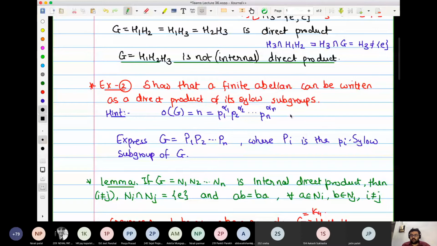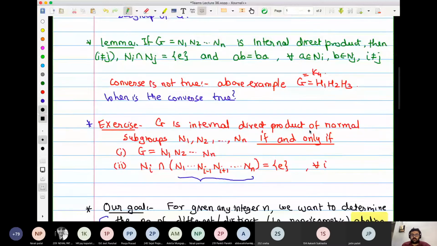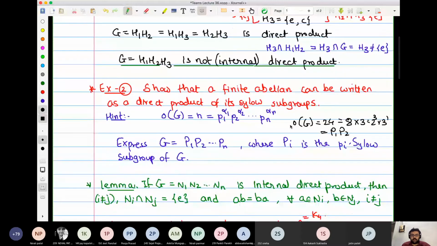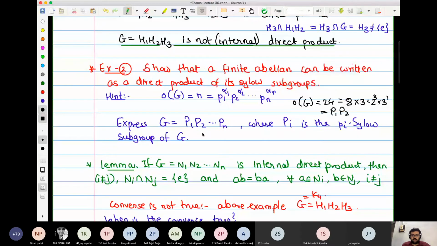So for example, if the order of G equals, let us say, 24, so 8 into 3, so this is 2 cube into 3 power 1. So you can write this as P1 and P2, where P1 is the 2 Sylow subgroup and P2 is the 3 Sylow subgroup. So like this, one can write. So every finite abelian group can be written as a direct product of Sylow subgroups. So now it is sufficient to show that every Sylow subgroup can be written as a direct product of cyclic groups.